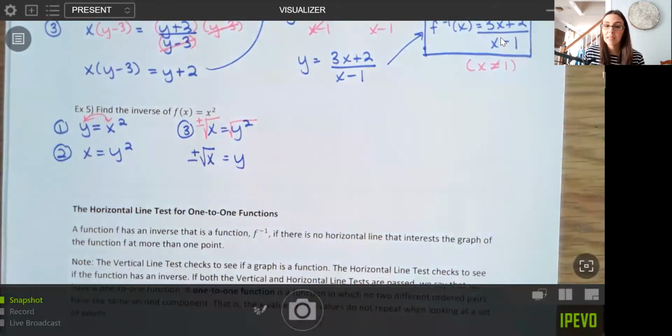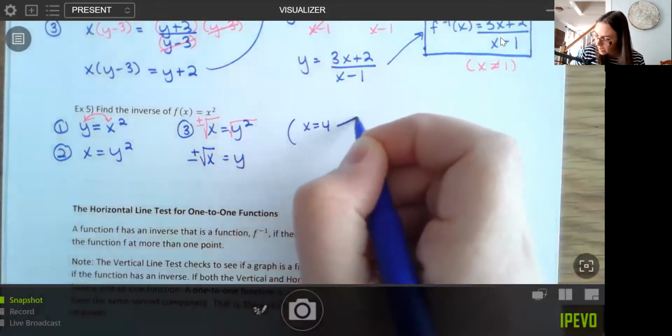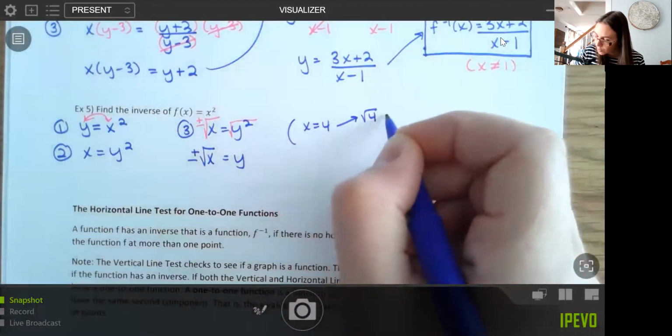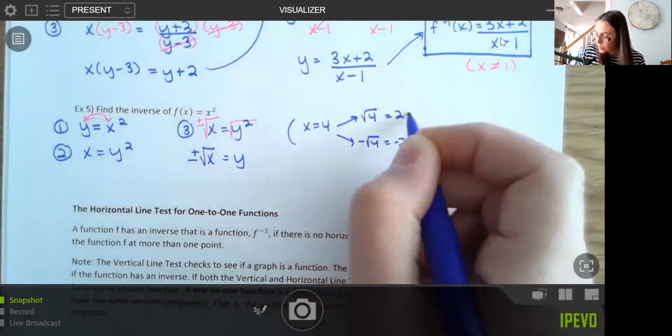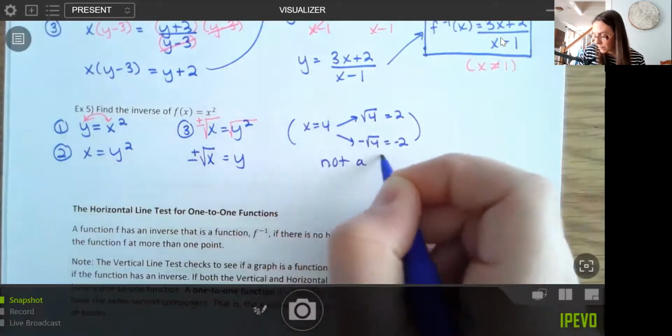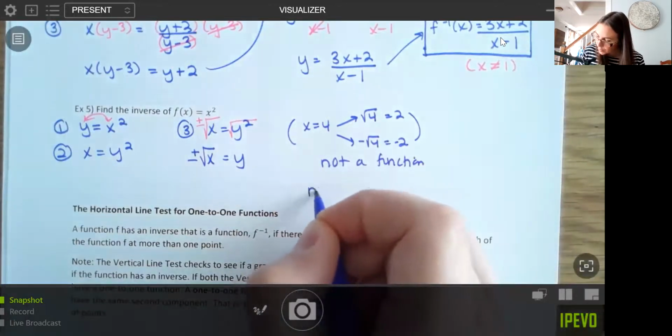Now, plus or minus is an issue here because it's not a function. We get two answers out for the same x value that we plug in, right? So for instance, if x was 4, then you would have positive root 4, which is 2, and you have negative root 4, which is negative 2. So this is not a function. So there is no inverse function here.